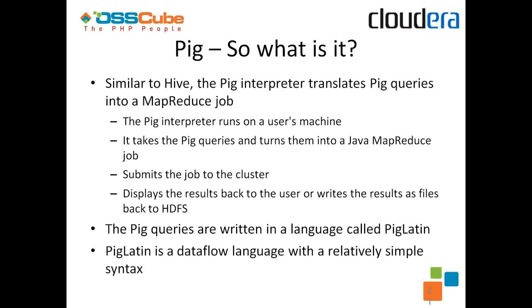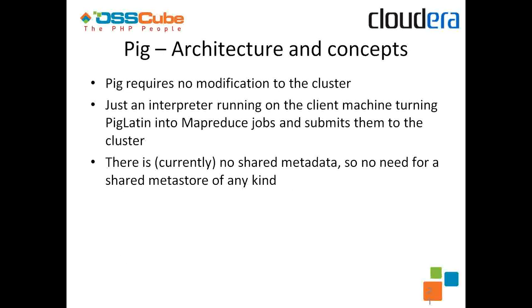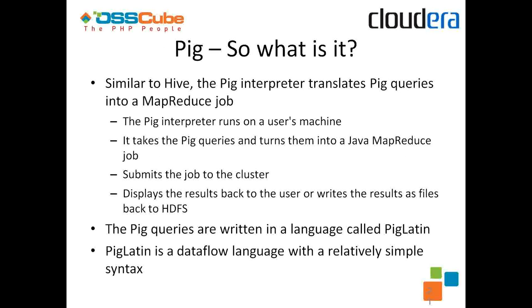Pig Latin is basically a data flow language, a more procedural kind of language with a relatively simple syntax. Remember, the aim was to keep things simple so people can easily learn it and work with it. So what it means by data flow language is that you process the data sets step by step, much like a pipeline.